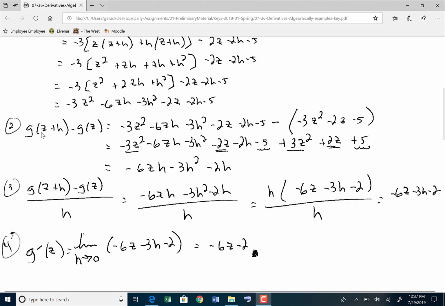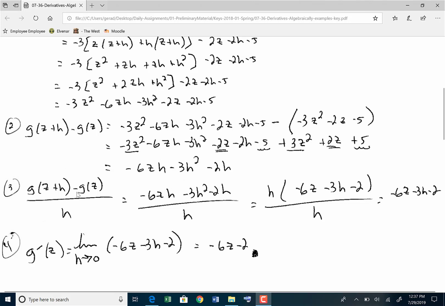Step 2, g of z plus h minus g of z. So I take the answer from step 1 and subtract the original function we started with. So with that original function, I'm going to distribute the negative sign. The signs change, and I look for like terms. So the z squareds are alike, they cancel out. The z's are alike, they cancel out. The 5s are alike, they cancel out. So we're left with that.